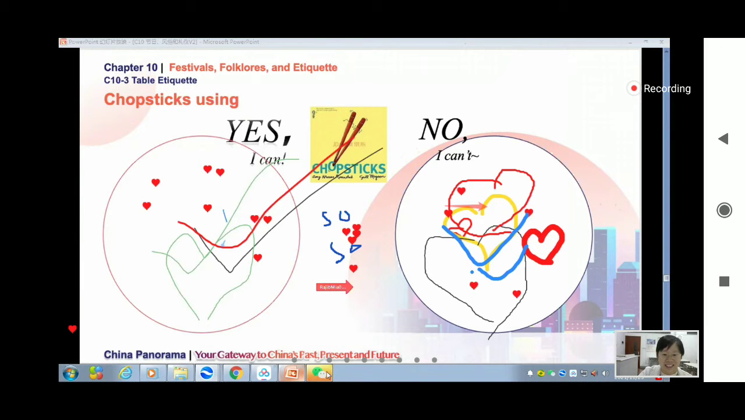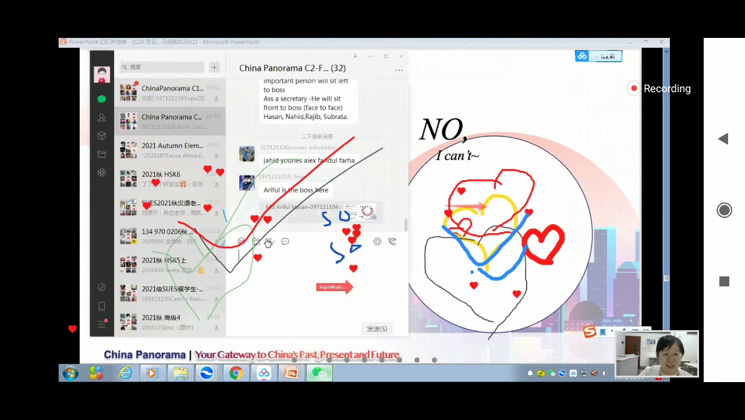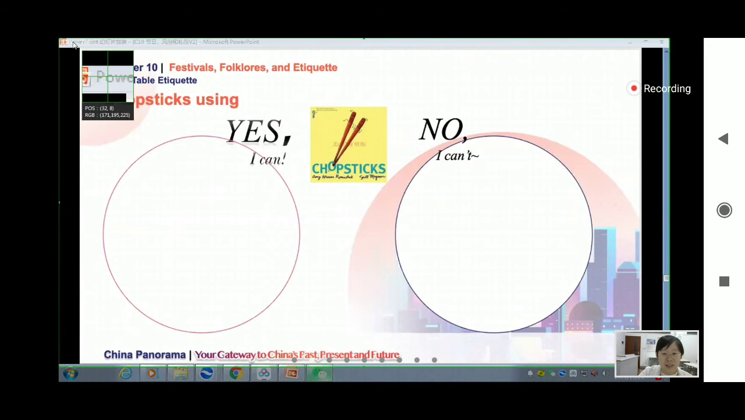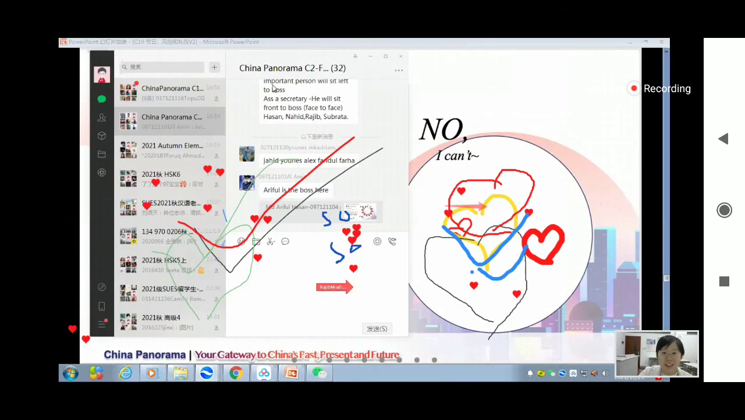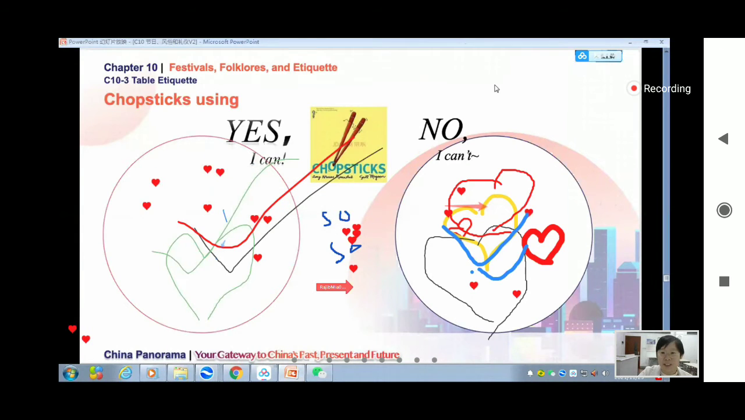Okay, nice, okay. So let me, that was wrong. All the stars have disappeared. Okay, so okay, it's half. So some can use, some cannot.